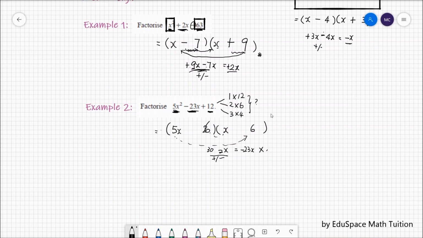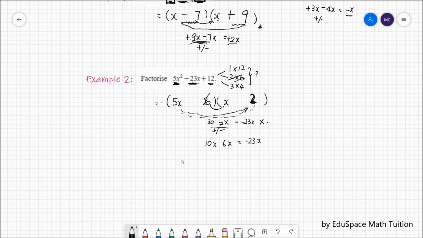Let's say I put 6 and also 2. If I do 6 and 2, this will give us 10x, and this will give us 6x. So with 10x and 6x, again, it is not possible to get negative 23x. So from here we know that 2 and 6 is impossible for us to form the factors. So again, we have to try and error. Why not we try something else?